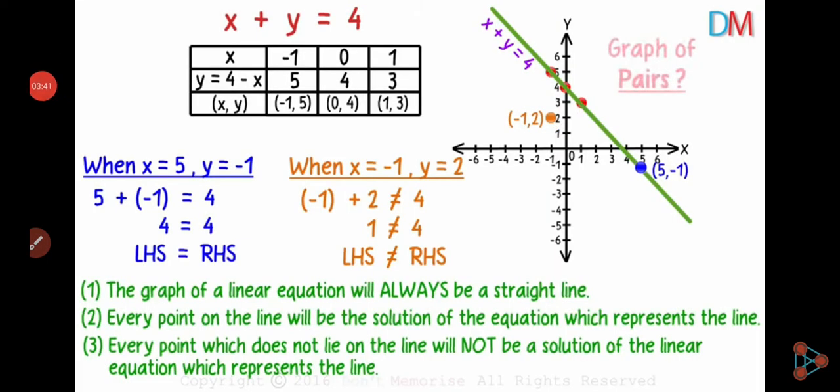See, the graph of a linear equation will always be a straight line. Every point on the line is a solution of the equation which represents the line. Every point which does not lie on the line will not be a solution of the linear equation which represents the line. Understand? If the point is not on the line, then it is not a solution of this linear equation, meaning it does not satisfy the equation. LHS is not equal to RHS in that case. Understand?